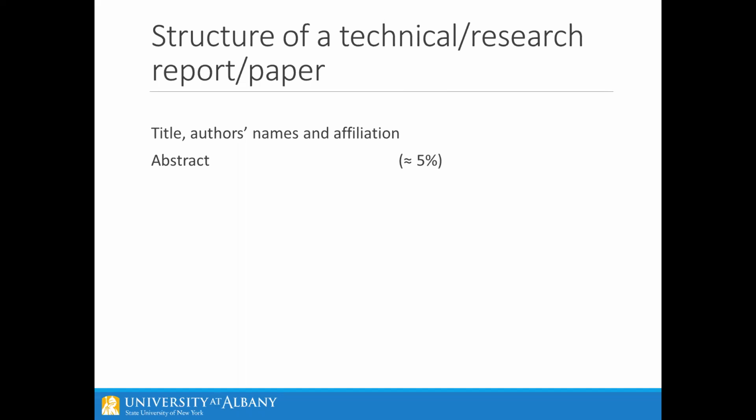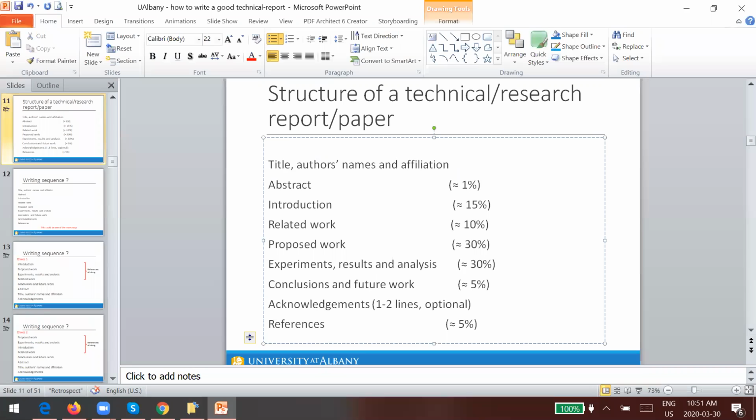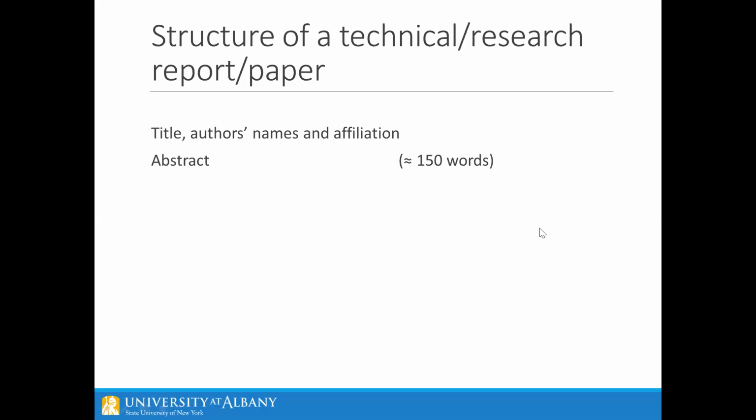Then the second thing you see is the abstract, which is roughly 5% or less of the total report, depending upon the length of the report. If it's, let's say, a 20-page report, then it would be just a quarter of a page. In terms of number of words, generally it is 150 words or so. Anything more than 150 words means you are writing too much in the abstract.